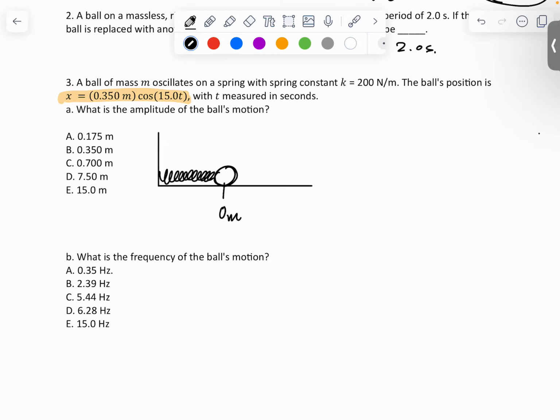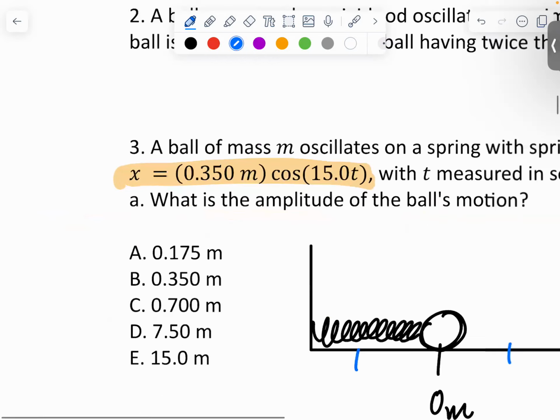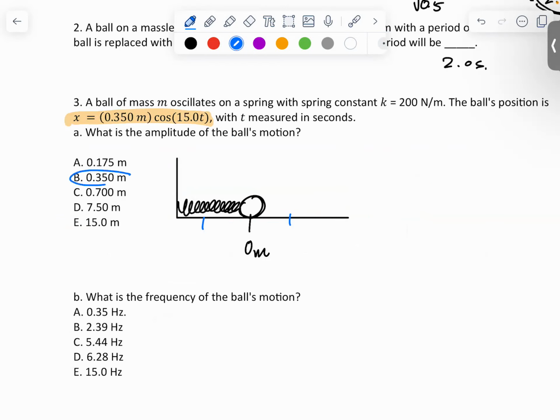And let's just say this is the equilibrium position. So the first question is, hey, what's the amplitude of this ball's motion? So I would say, if you remember how to read your sinusoidal function, 0.35 cosine 15t. 0.35 meters is correct. Okay, so that's 0.350 meters.